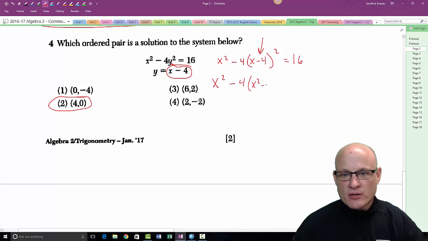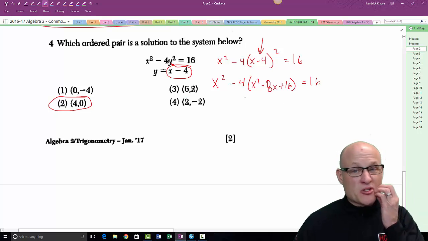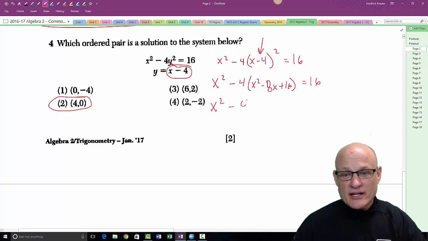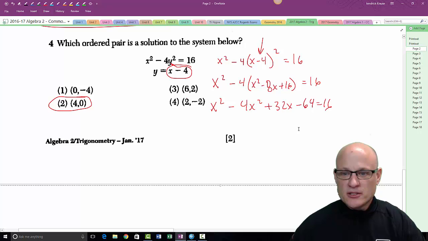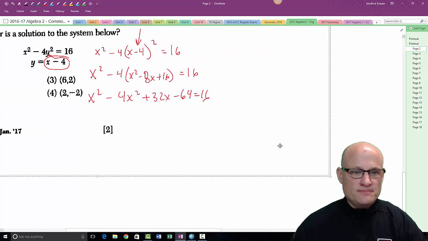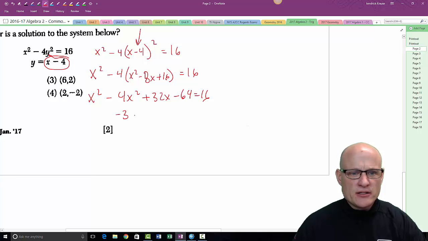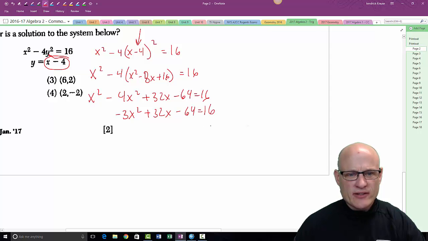4 times, this would be x squared minus 8x plus 16 equals 16. If I multiply through by 4, I get x squared minus 4x squared plus 32x minus 64 equals 16. Why anybody would do it this way, I have no idea. I mean, well, you can just use the answers. Let me move it over. So this is negative 3x squared plus 32x minus 64 equals 16. Everything's got to go to the right. 0 equals 3x squared minus 32x plus 80.